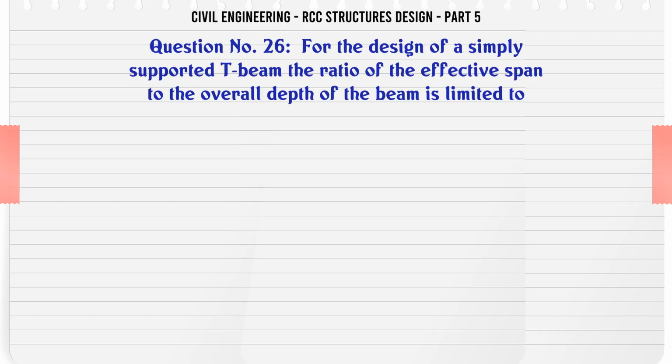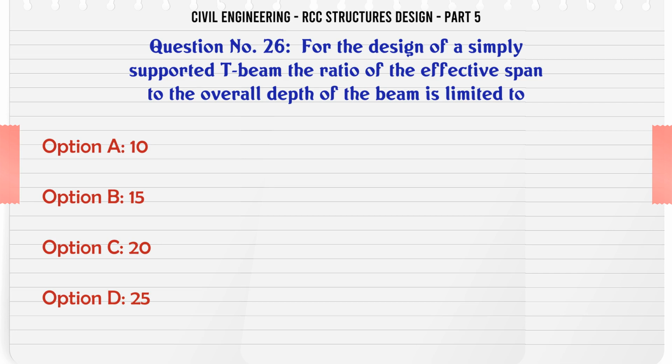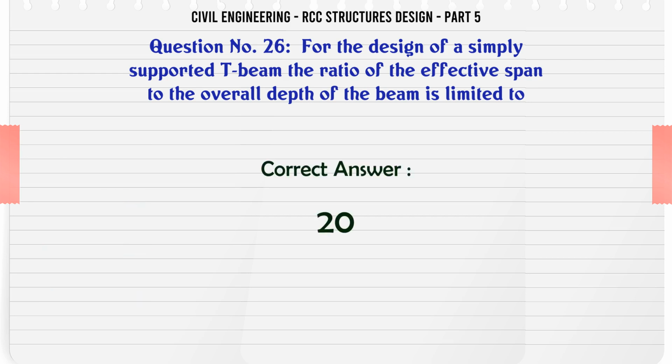For the design of a simply supported T-beam, the ratio of the effective span to the overall depth of the beam is limited to A. 10, B. 15, C. 20, D. 25. The correct answer is 20.